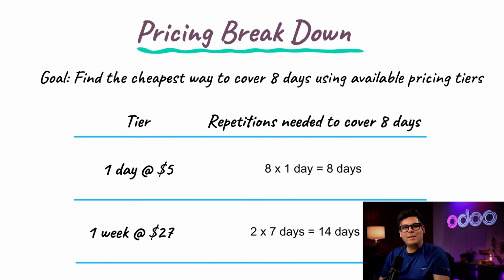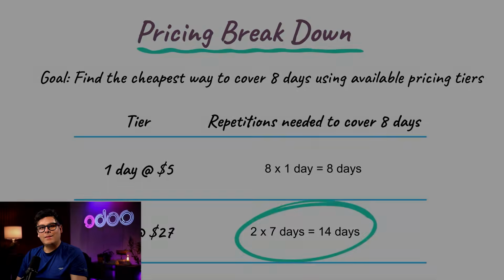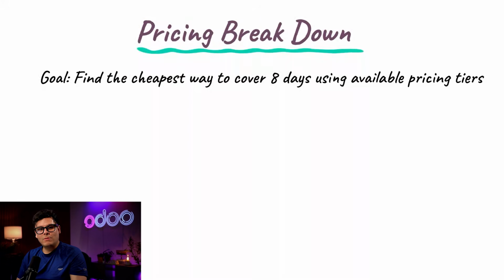Looking at the table, the tiers column lists the cost per day and per week. In the next column, we break down how many repetitions are needed to fully cover the 8 days. So, for the daily pricing tier, the daily rate is equal to the rental period, which is 8. For the weekly pricing tier, since the rental period is over 7 days, Odoo automatically rounds up to 2 weeks to fully cover it. Now that we have converted all of the total repetitions per pricing tier, we can formulate the total cost for each one.